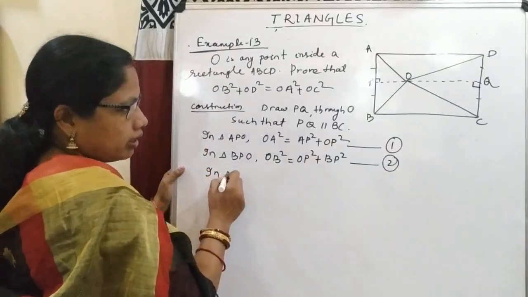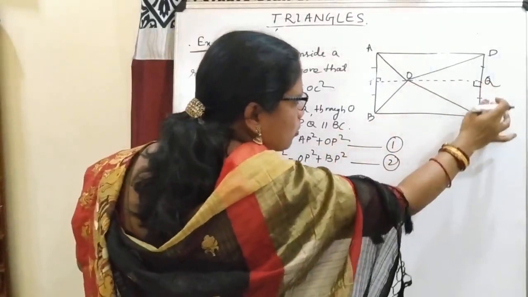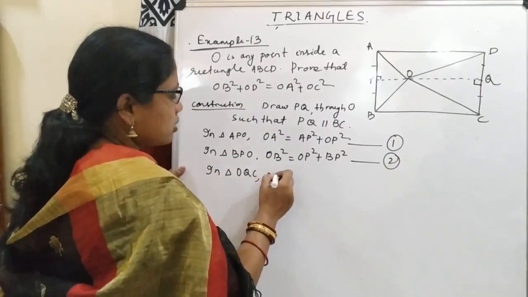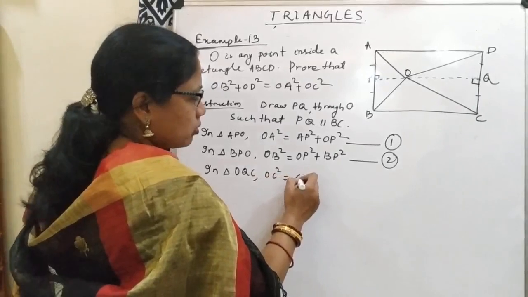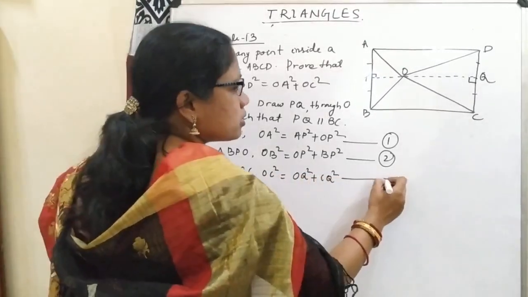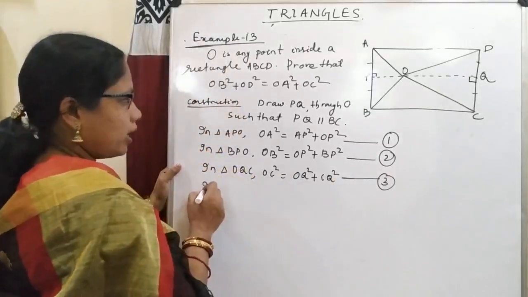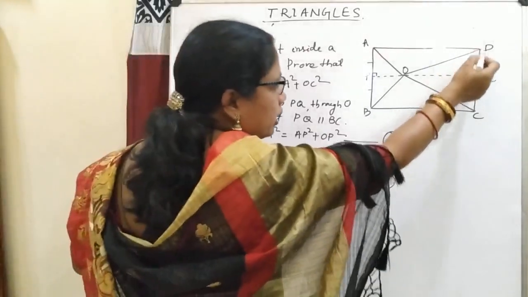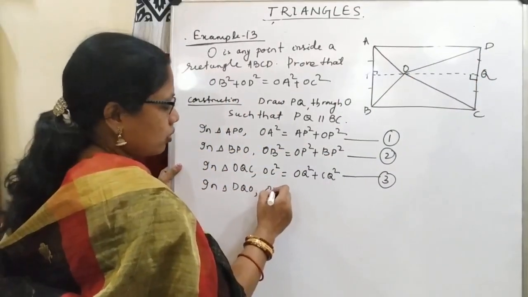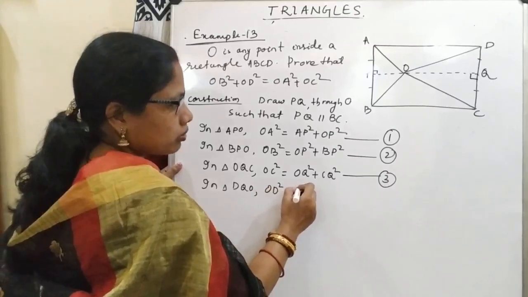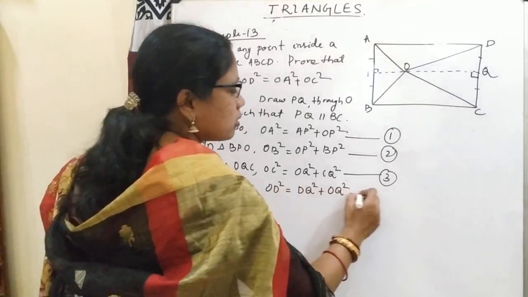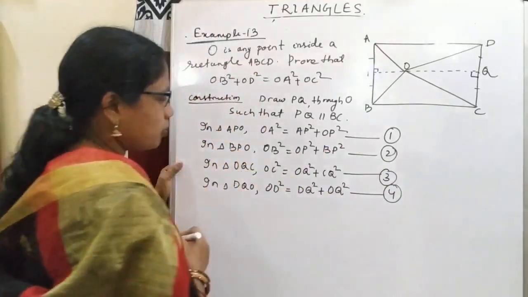Then in triangle OQC, OC square is equal to OQ square plus CQ square. So this is equation 3. And in triangle DQO, OD square is equal to DQ square plus OQ square. So this is our equation 4.